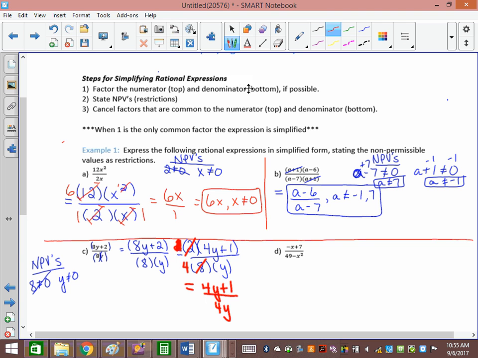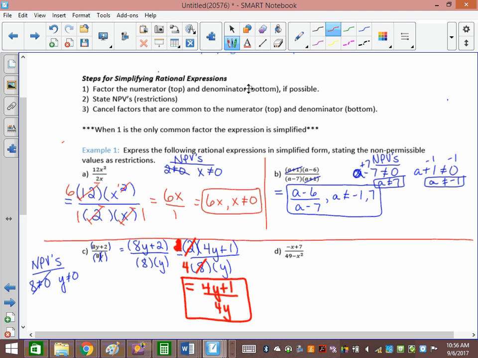What are people going to want to do? Cross out the 4y's. Can I? No. This is 4y plus 1 together. It can't go away because it doesn't have a 4y plus 1 on the bottom. Make sense? You see how that's an error that people will do all the time? Don't be that person.